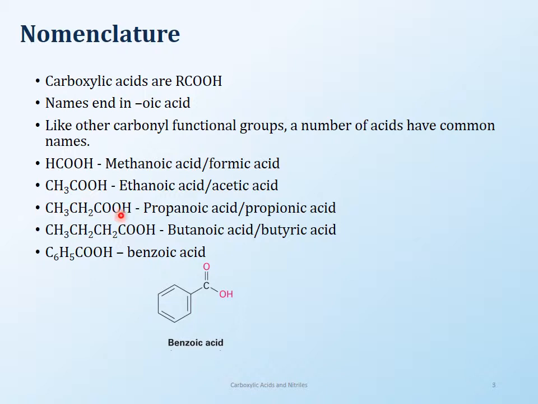With 3 carbons is propanoic acid, and the common name for this is propionic acid. Yes, it's a very small difference, so do not ignore that. Propanoic acid versus propionic acid. And then the 4 carbon is butanoic acid or butyric acid, and the other acid that you are familiar with so far is benzoic acid, which is with a benzene ring.